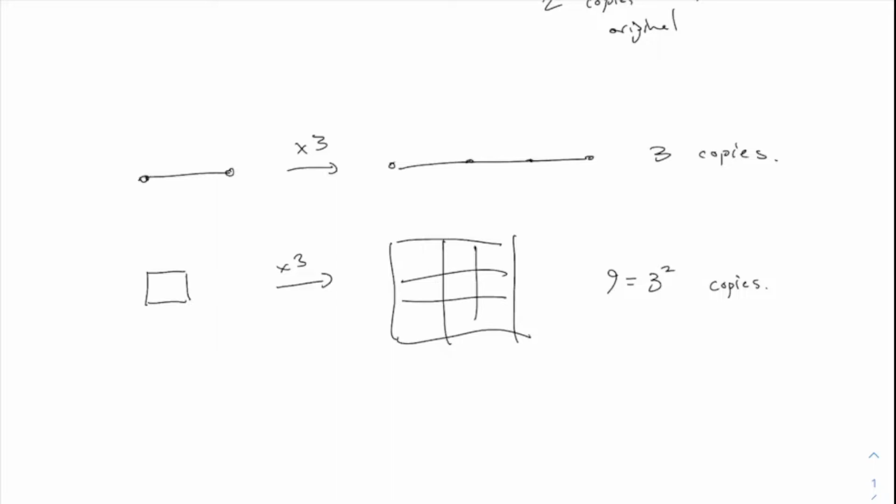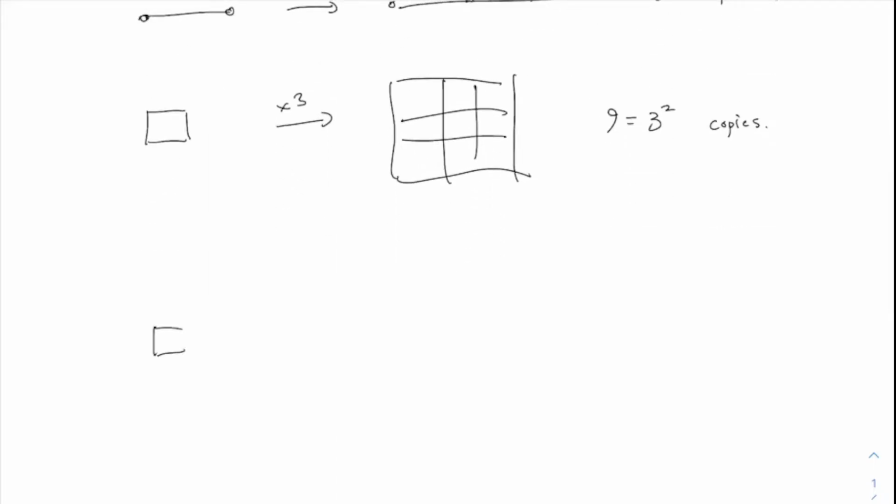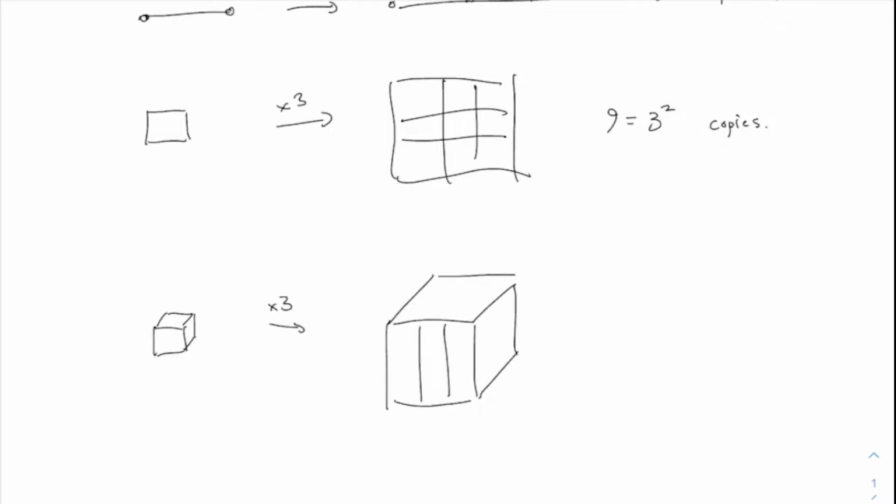And what about in 3 dimensions? If I start with a little cube and I try to inflate it by a factor of 3 in all directions, well, there are now 3 directions to go in, and what you get this time is something like a Rubik's Cube, right? Something like that kind of thing. And how many copies of the original cube are in there?